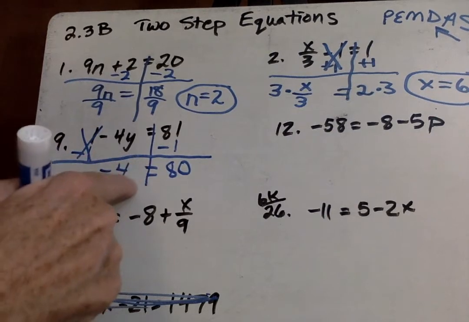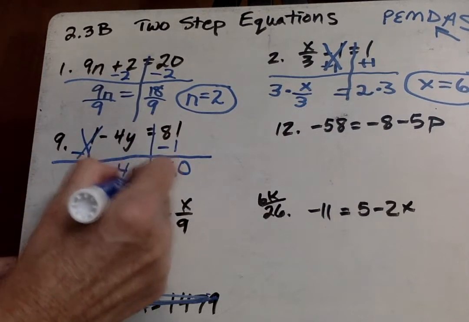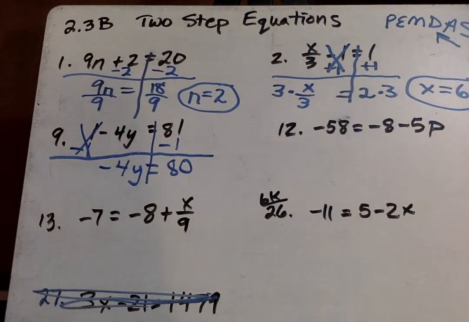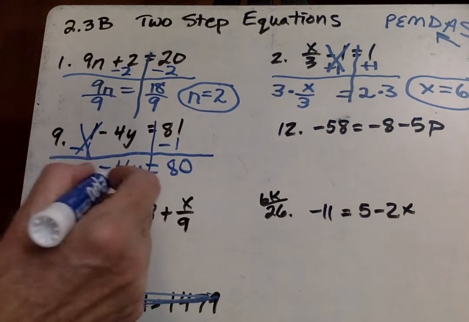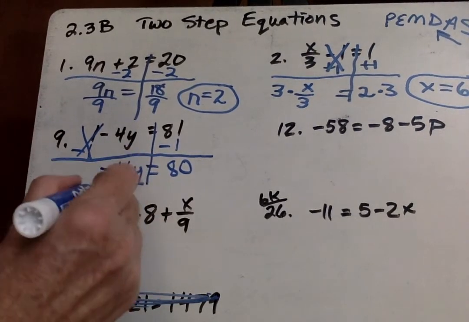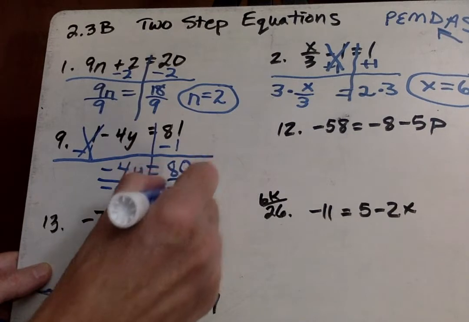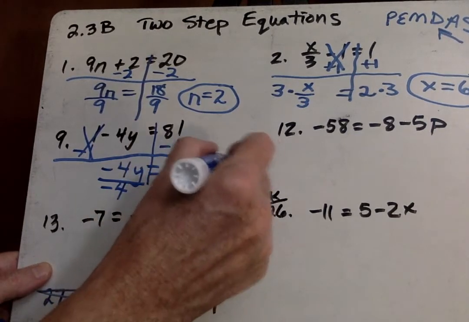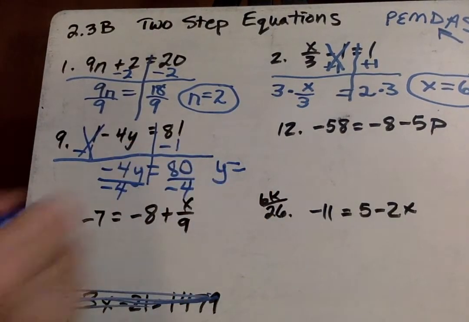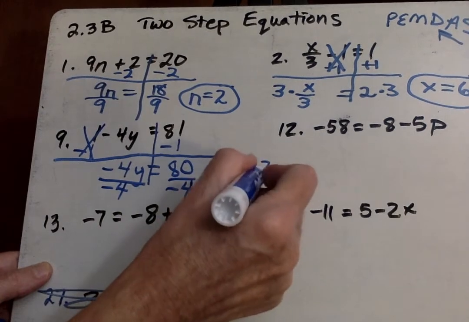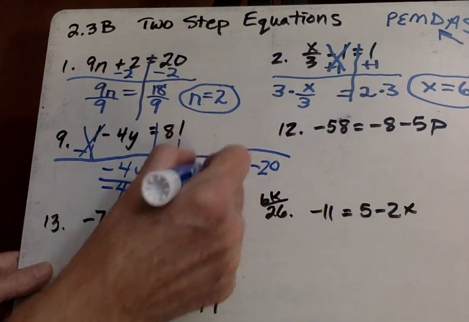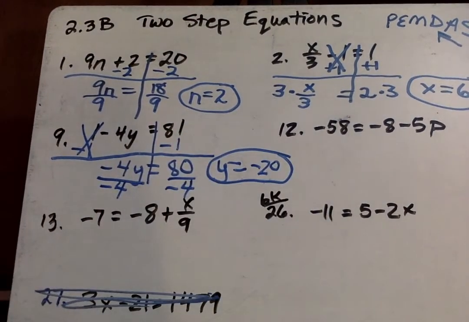I'm going to rewrite that. And this is not subtract 4, it's -4. And it's times y. It's multiplication, not subtraction. So I divide by the number in front, -4. Whatever I do on this side, I have to do on that side. 80 divided by -4. You're correct, -20. And we're done with that one.